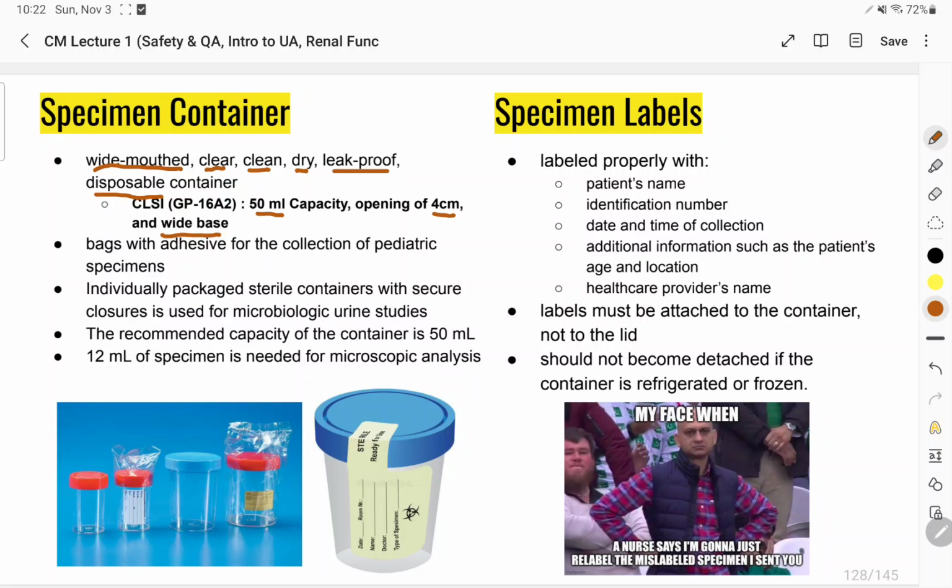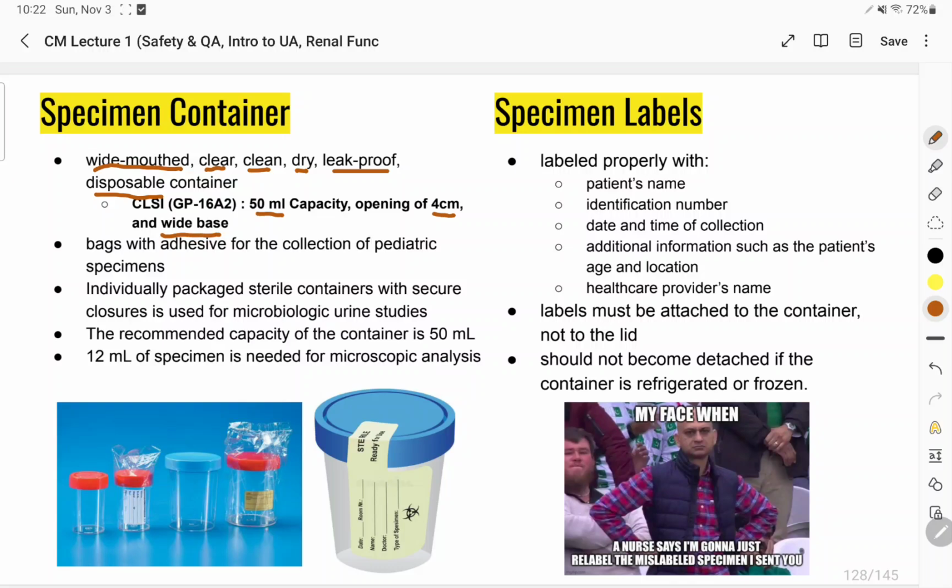Okay? The specimen labels. How do we label properly our urine specimen? So, of course, we put patient name, if admitted, identification number. We also put the date and time of the collection. Okay? And also, age niya, butangan pud, and of course, healthcare provider's name. Okay, so, specimen labels are very important.